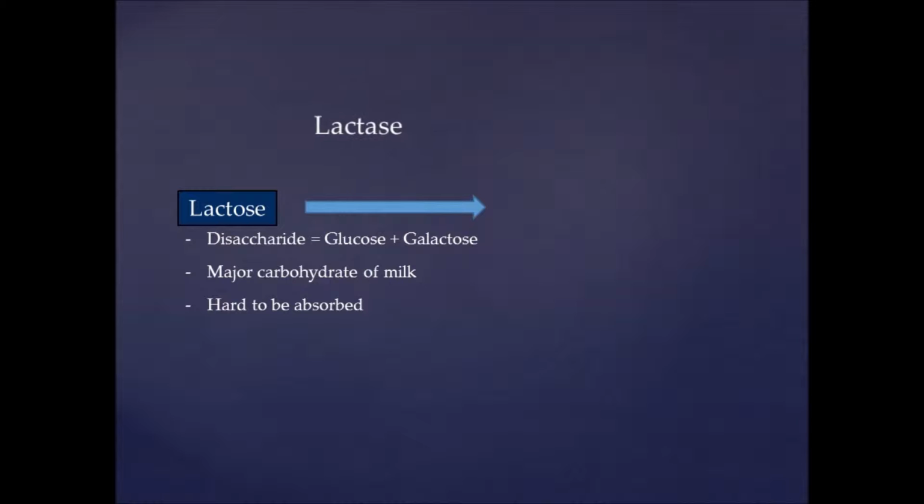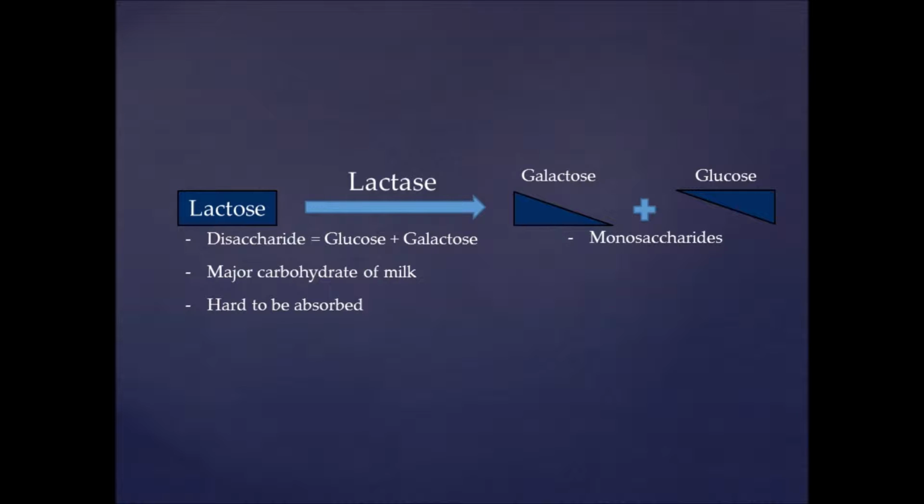Lactose is a disaccharide sugar made of one block of galactose and one of glucose. It is a major carbohydrate found in milk and, due to its size, it's hard to be absorbed by our organism. That is where the enzyme lactase takes action. This enzyme is produced by our digestive system and it breaks lactose into galactose and glucose. These are monosaccharide sugars that can be easily absorbed by our small intestine.